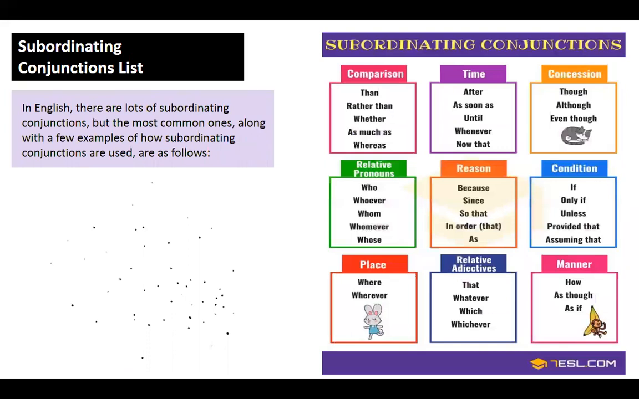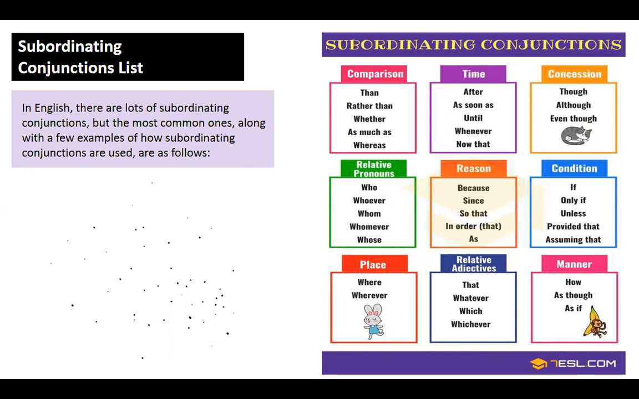Move on to the next subordinating conjunction. In English there are a lot of subordinating conjunctions, but the most common ones, along with a few examples of subordinating conjunctions, are used as follows. As we can see in the table on the right, there are nine: comparison, time, concession, relative pronouns, reason, condition, place, relative adjective, and manner.